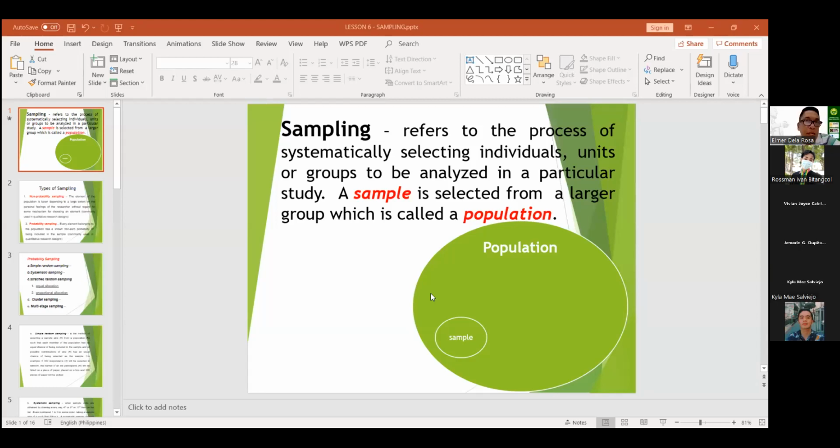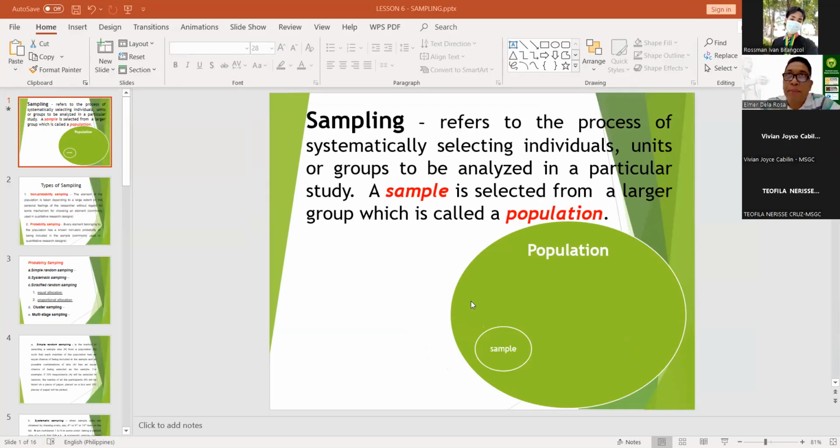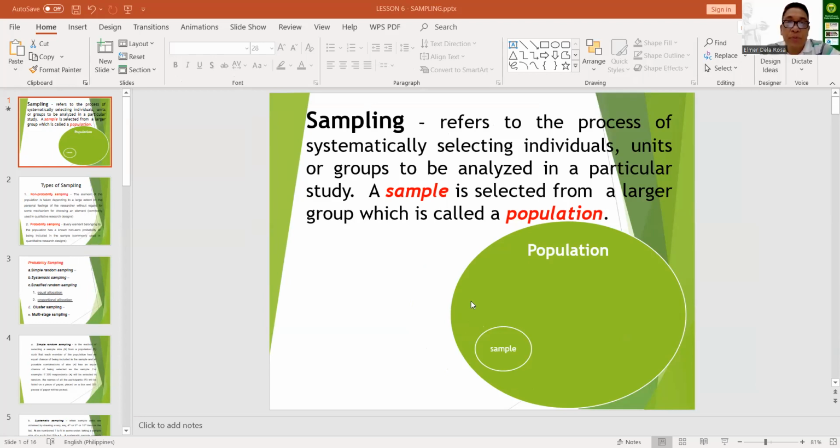Okay. So the first slide talks about the definition of sample and population. When we say sampling, it refers to the process of systematically selecting individuals, units, or groups to be analyzed in a particular study. So the process of selecting must be systematic. You don't just select students or parents, as the case may be, as your respondents without considering the elements, no? Ilan ba yung population, ilan ang kukunin mong sample.